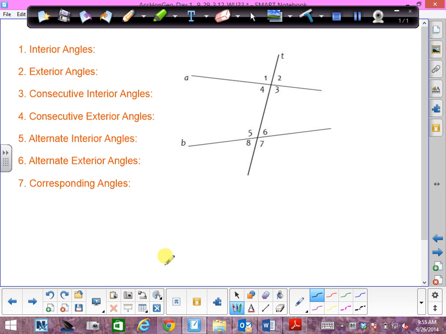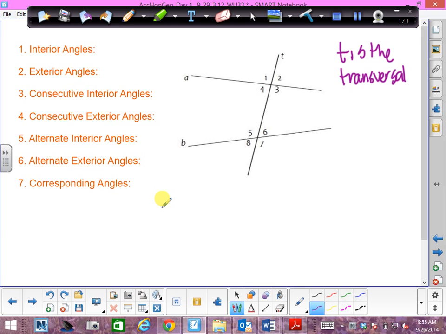Alright, so we have all these different types of angles that we have to be able to identify when we're working with transversals. So if we look at this picture, if you can tell, line T is intersecting line A and line B, so T is the transversal. And I'm apologizing now for my handwriting. I'm writing on my laptop, and I've got to adjust to how this is going to be. I'll get better, I promise.